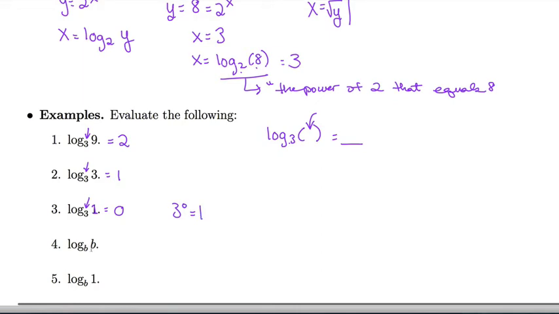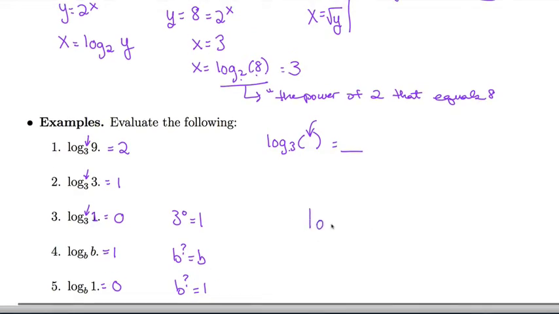If you have any number b and you want b to the something equals b, that exponent is always going to be 1. So log base b of b is 1. Similarly, b to the what equals 1? For every number b, the answer is 0. So again, logs are the inverse process of exponentials.